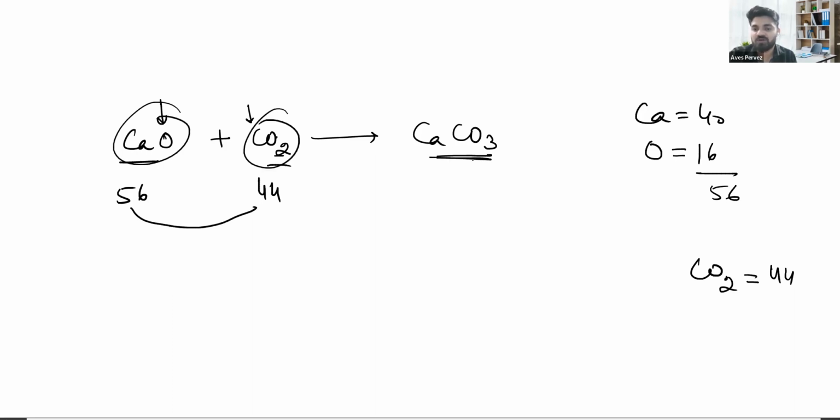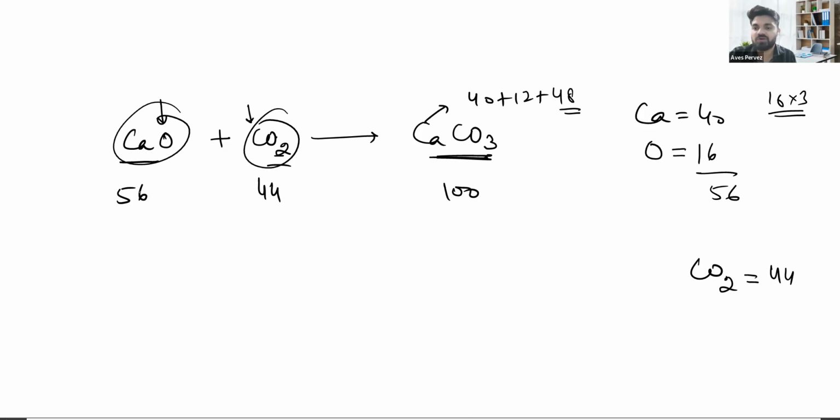Since it is balanced, you can directly write the mass of CaCO3 as 100. Otherwise, you can calculate it: 40 plus 12 plus 16 into 3. One oxygen atom has mass 16, so you multiply it by 3, you will get 48. So you will get 100. Okay. Got it?